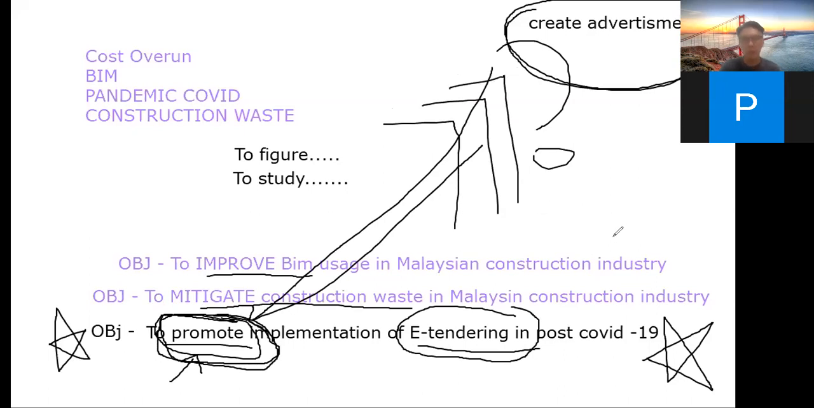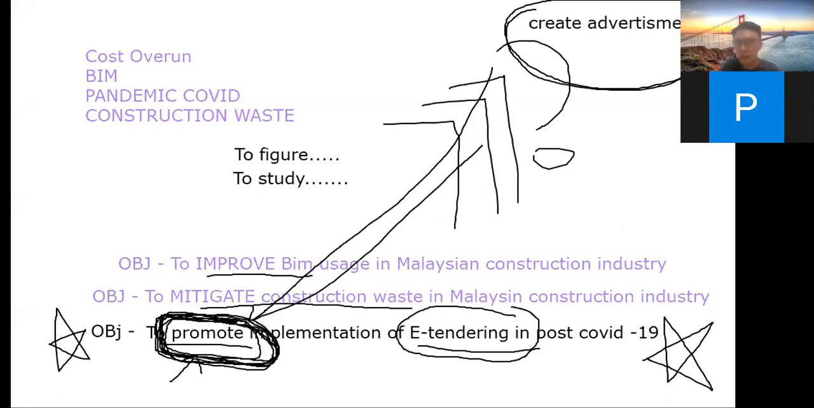It's not doing a survey. Because I want to promote my e-tendering, I do not do a survey. I have to create advertisement, and go to all contractors: please use e-tendering, thank you, bye-bye. I'm not doing a survey, I'm doing advertisement. So this word is not allowed, because you did not create advertisement for your final thesis. In your dissertation, you are not creating any advertisement at all.